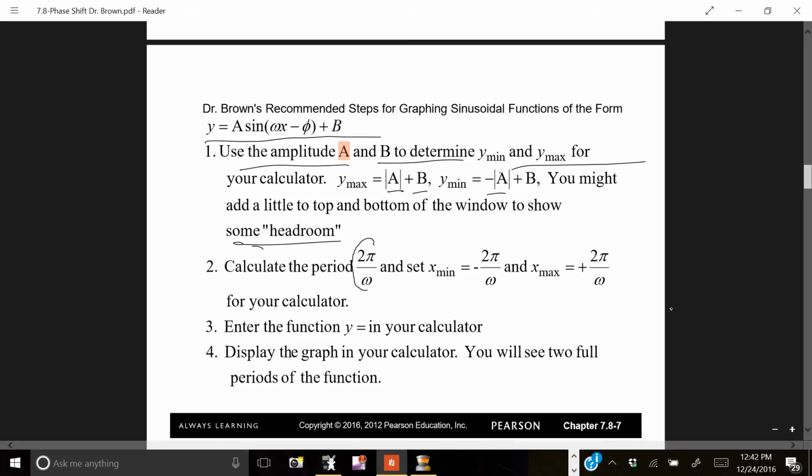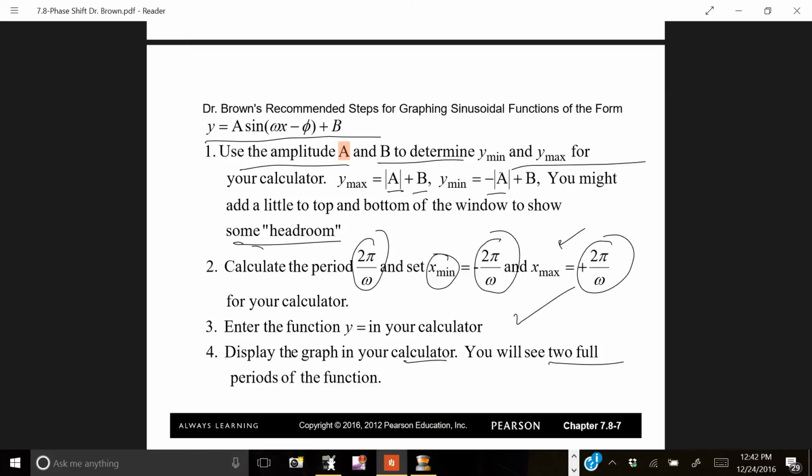Calculate the period 2 pi over omega and set x min to be minus 2 pi over omega and x max to be 2 pi over omega. Enter it into your calculator, display the graph, and you'll see 2 full periods. Now, if you just wanted to see one period starting from 0, you would put x min equals 0.